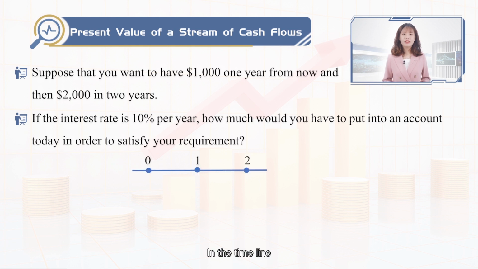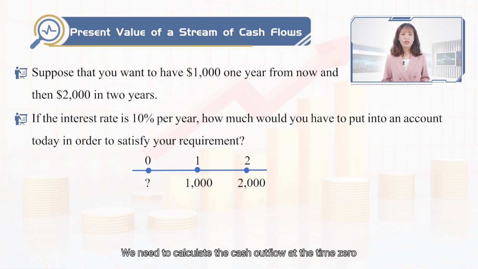In the timeline, at the end of the first period, there is $1,000 cash inflow to you, and at the end of the second period, there is another $2,000 cash inflow to you. We need to calculate the cash outflow at time 0.